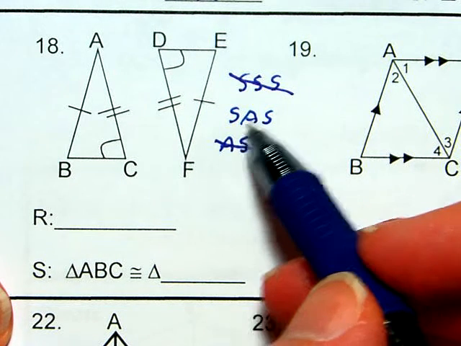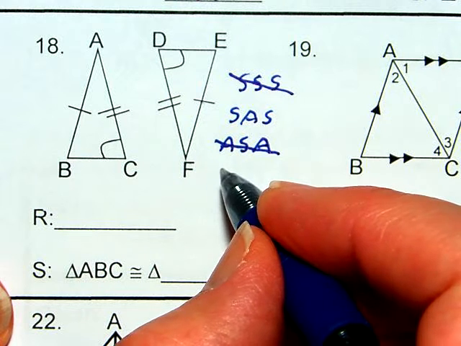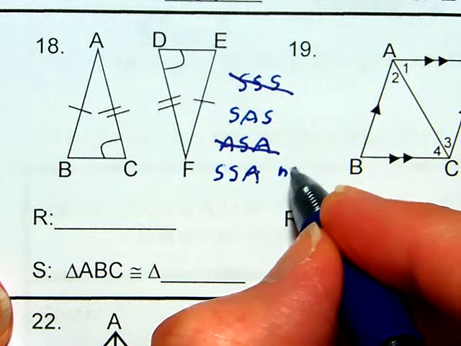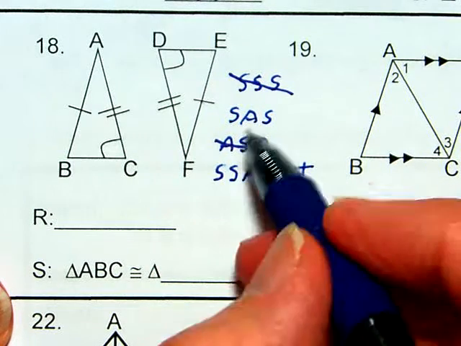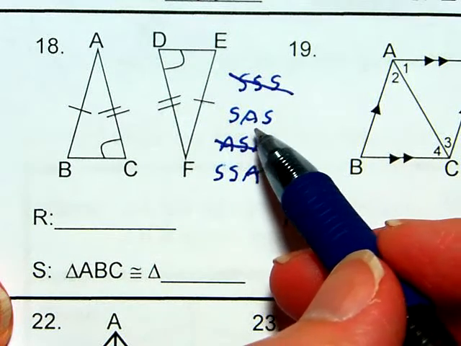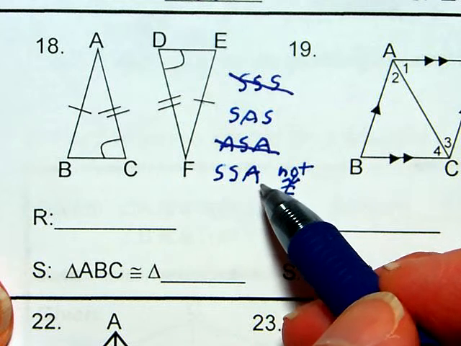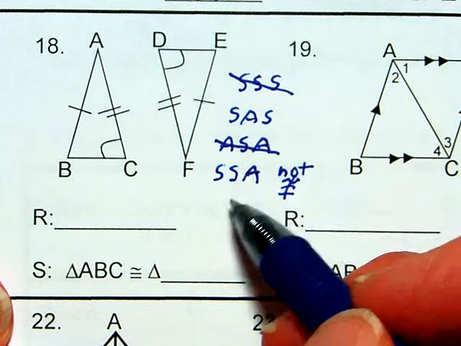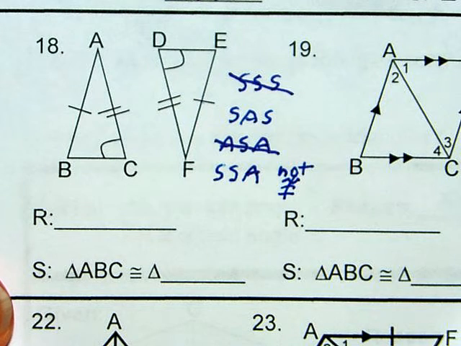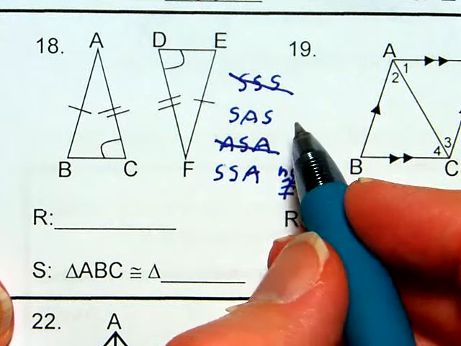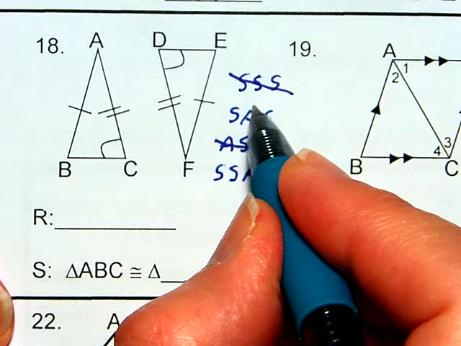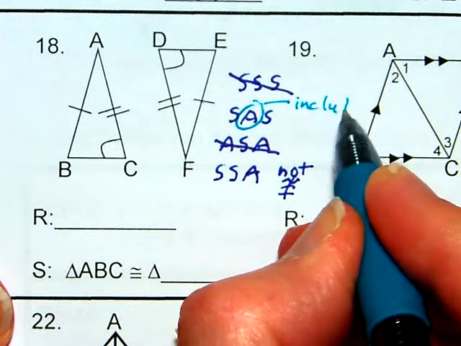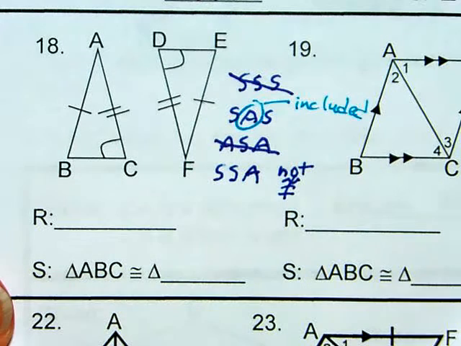But remember that there is also side, side, angle, which is not a congruence criteria. So which one of these are these triangles? Are they side, angle, side, or are they side, side, angle? Both of these give you two sides and one angle. The difference is, and this is extremely important, and this is why we talked about included angles and included sides, that in side, angle, side, the angle is included. Okay, it is included between the two sides.